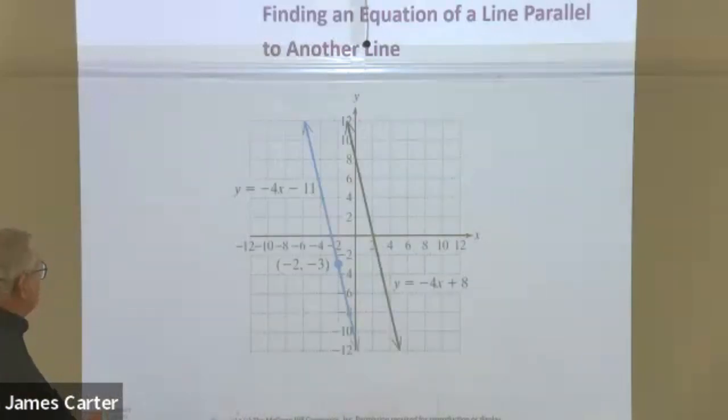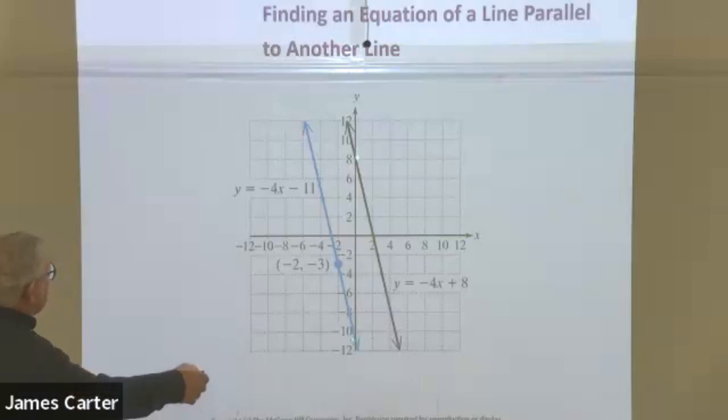And there they are, a little prettier than I drew them. Here's that negative 11 intercept. Here's that positive 8 intercept.